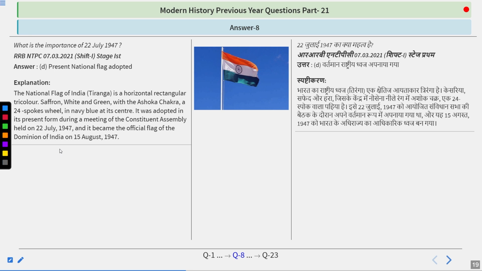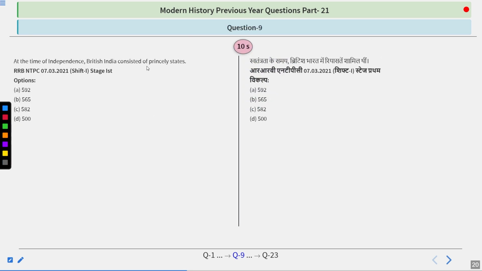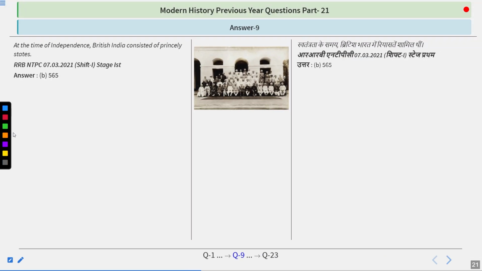At the time of independence, British India consisted of how many princely states? Options are 592, 565, 582, or 500. Try to think about it, guys. And I think that you know the answer of this question because this question is quite important one. And the answer is 565. So there were total 565 princely states at that time in India.